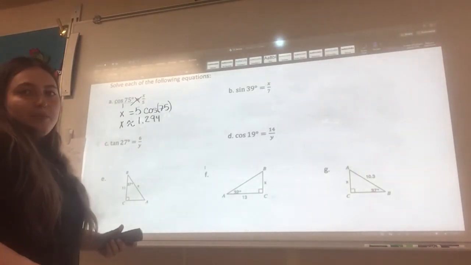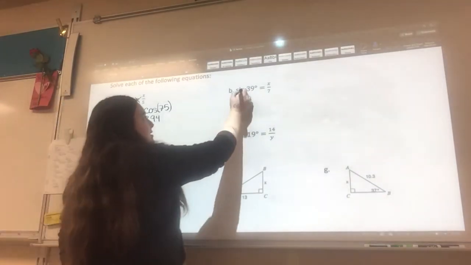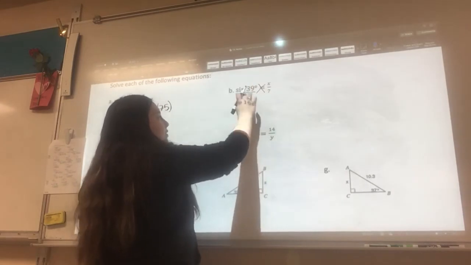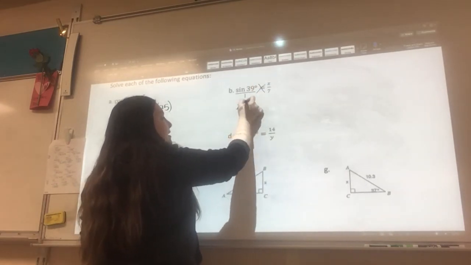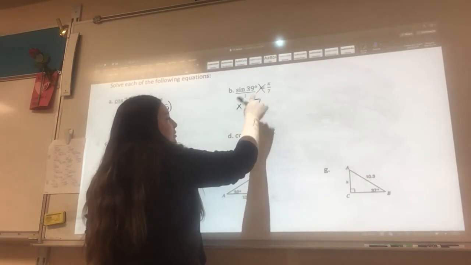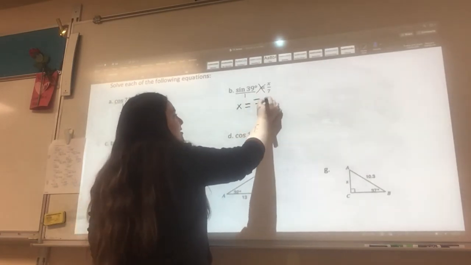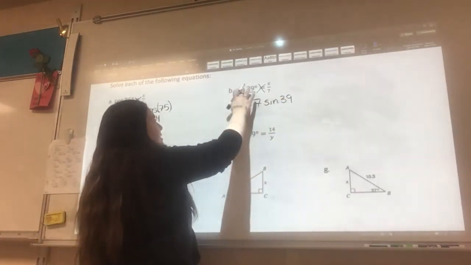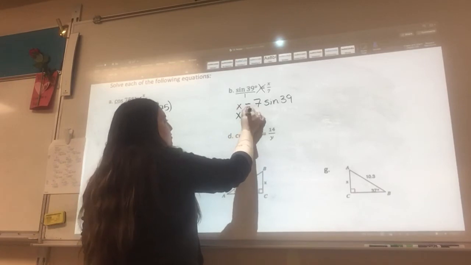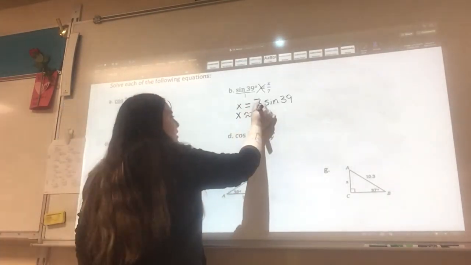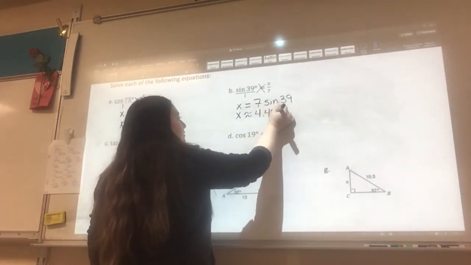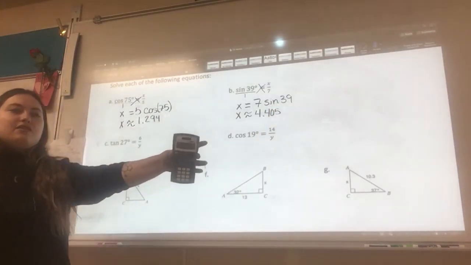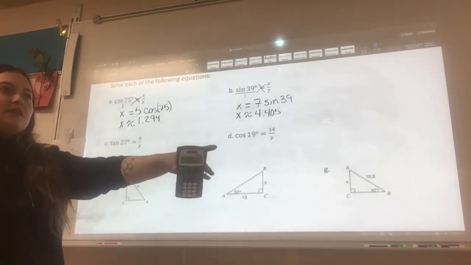So moving on to B. Same process. This sine of 39 is still over 1. We can cross multiply. We're going to see 1 times x, so we get x is equal to 7 times sine of 39, plugging it in correctly here first. I will plug this directly into my calculator, and it should be 4.405. I highly suggest using one of these calculators for these. I know that your iPad does it, but sometimes it's a little tricky.